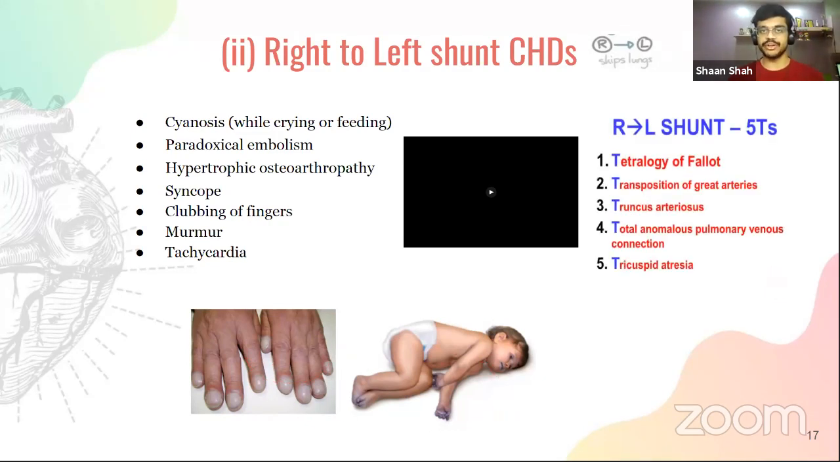So there is a mnemonic to remember the right to left shunt. Just remember the 5 terrible T's. The 5 T's: tetralogy of Fallot, transposition of great arteries, truncus arteriosus, total anomalous pulmonary venous connection, and tricuspid atresia. The 5 T's, terrible T's.